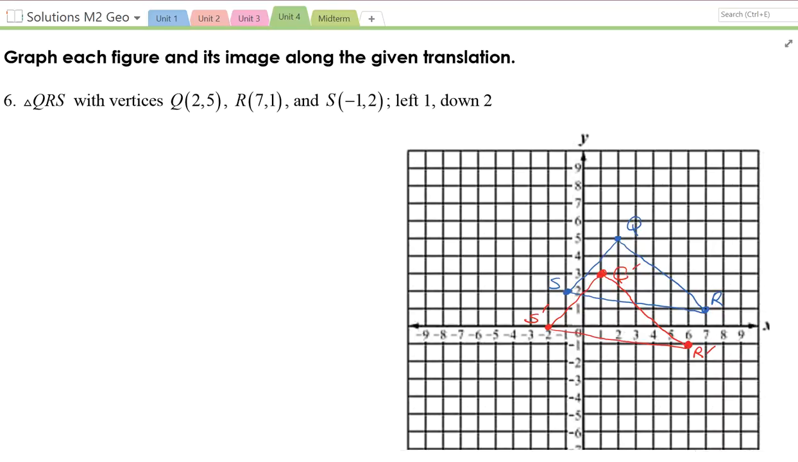That is the image. If I write down the coordinates, notice that the new value of point Q is 1, 3. If you compare that to the old point Q, the x decreased by 1 and the y decreased by 2. I should notice the same changes made to each of the other points. The new R apostrophe is 6, negative 1. Again, the x went down by 1 and the y went down by 2. For point S, its new location is negative 2, 0. Again, the x decreased by 1 and the y decreased by 2.